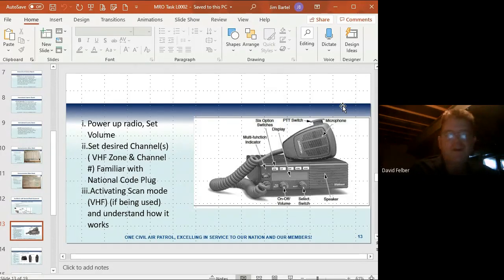There's a button on the front of the radio to activate the scan mode. Notice it says if it's being used. There's a lot of channels on these radios. It takes a while to scan through them all. We don't recommend you use scan during a mission. We recommend you use an individual radio for each channel you're using. If you use scan, you're liable to miss something.